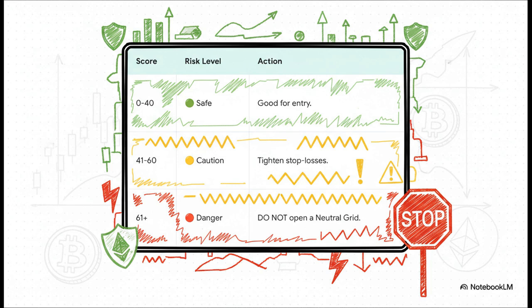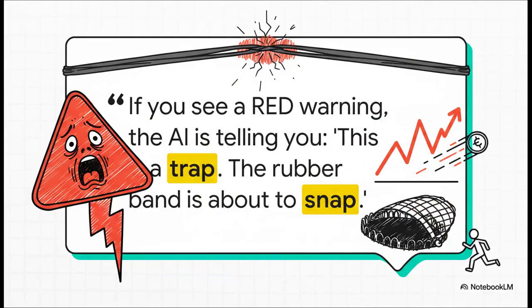Green means safe, go for it. Yellow means, hey, be a little cautious here. But red? Red means danger. It is a crystal clear signal to just stay away. I don't care how tempting that chart looks. This is just the perfect way to think about it. A red PDRS score is literally the AI screaming at you, this is a trap. The price has stretched too far, too fast. It's a warning that the rubber band is about to snap back, and trust me, you do not want to be on the wrong side of that move.